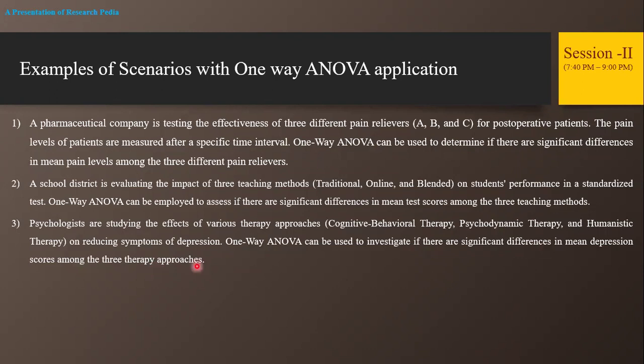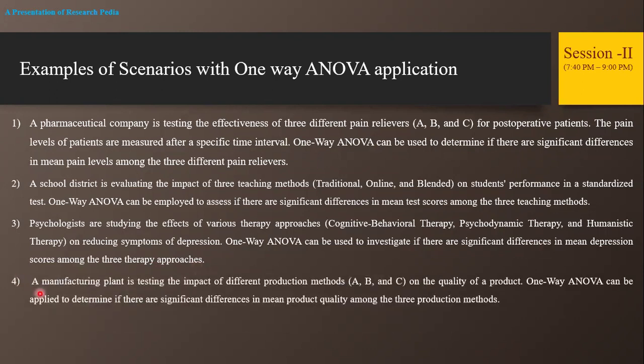therapy approaches. One situation might be a manufacturing plant testing the impact of different production methods like A, B, C on quality of product. So quality of product might be your continuous variable, while three different production methods like A, B, C would be your categorical variable. So in this way, we can assess the ANOVA.